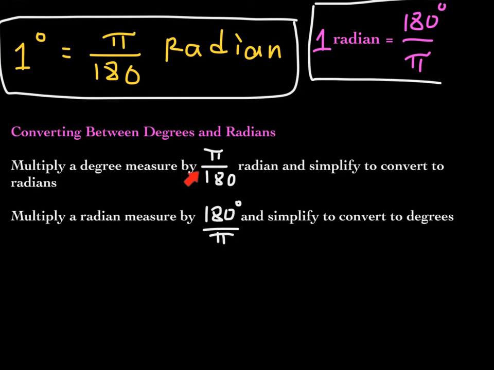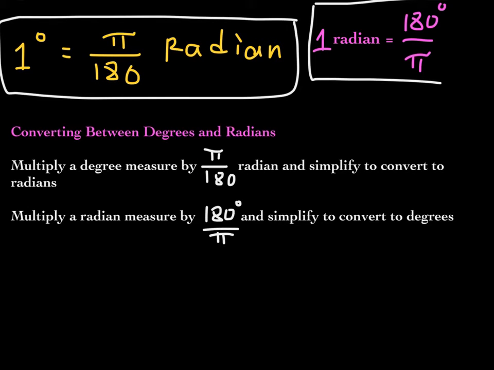Notice this is a unit fraction. Pi and 180 degrees are equivalent, right? So this is like 1 equal to 1, right? It's a unit fraction. So you are not changing the original value of the expression, because you're multiplying by a unit fraction.